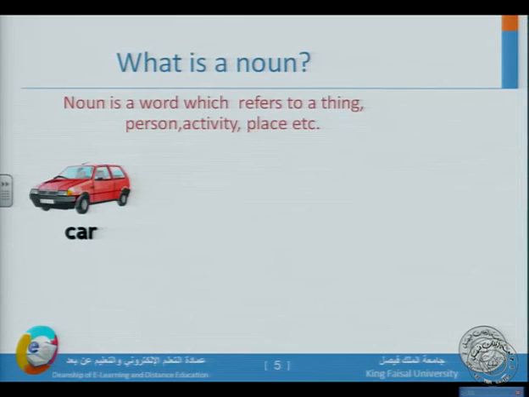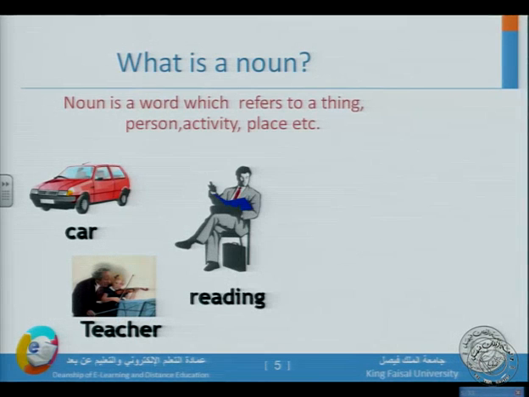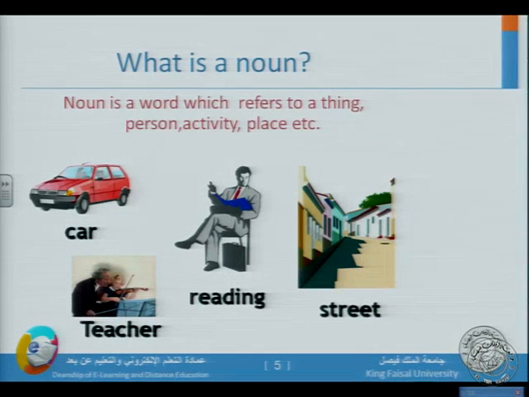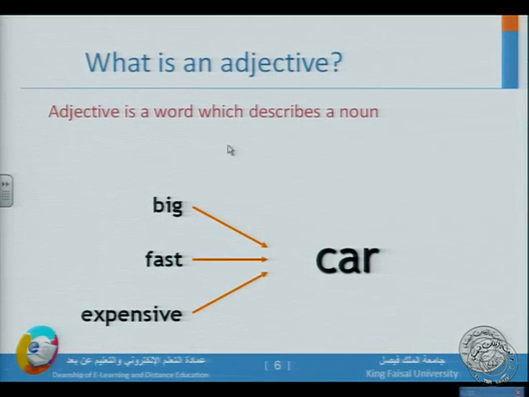What is a noun? A noun is a word which refers to a thing, person, activity, place, like car, teacher, reading, street. All of these are names. Okay? What is an adjective? Adjective is a word which describes a noun. So the adjective describes the noun.